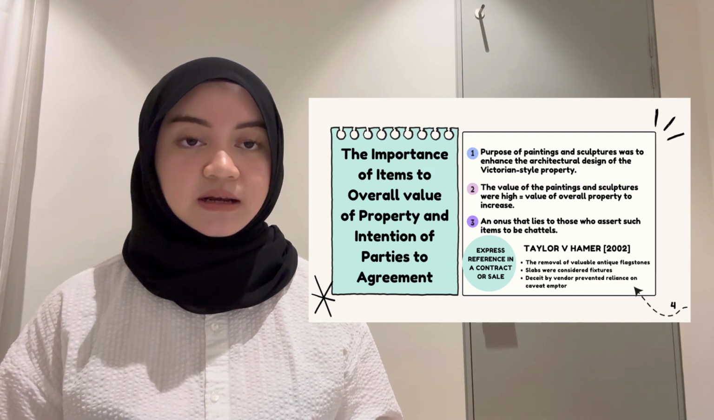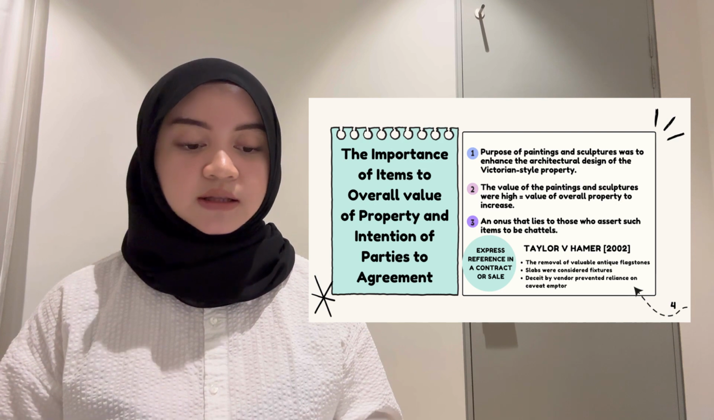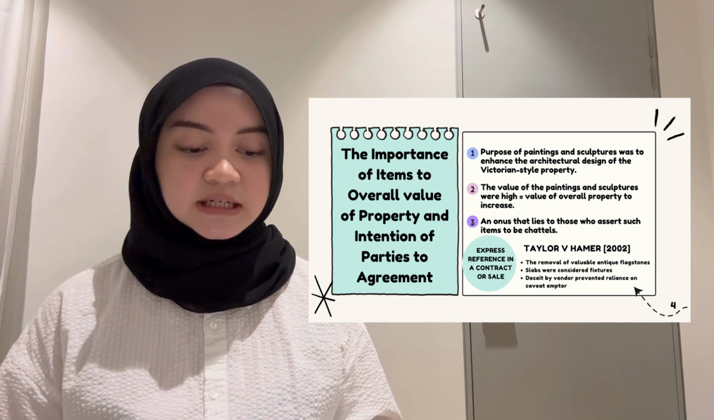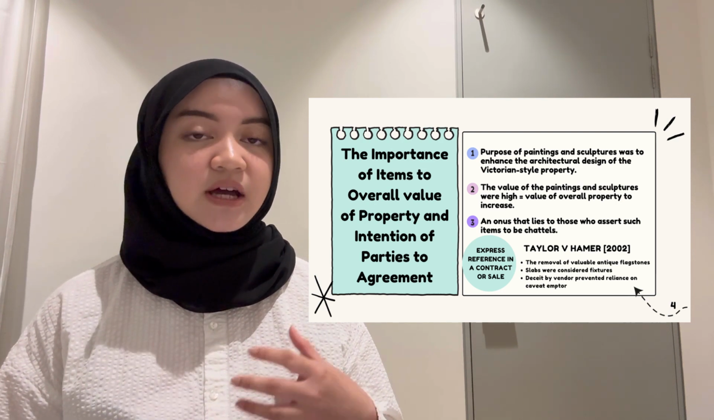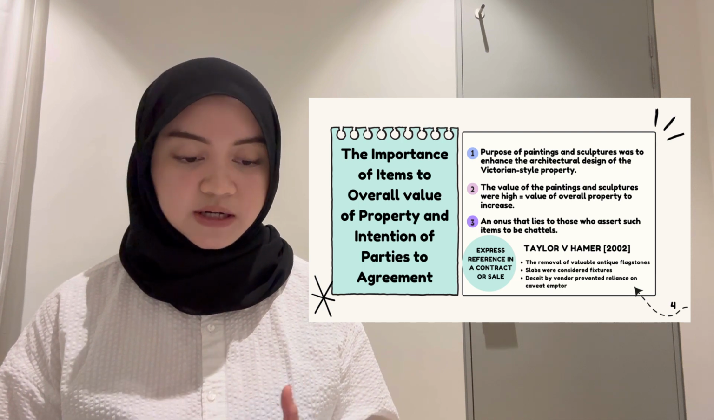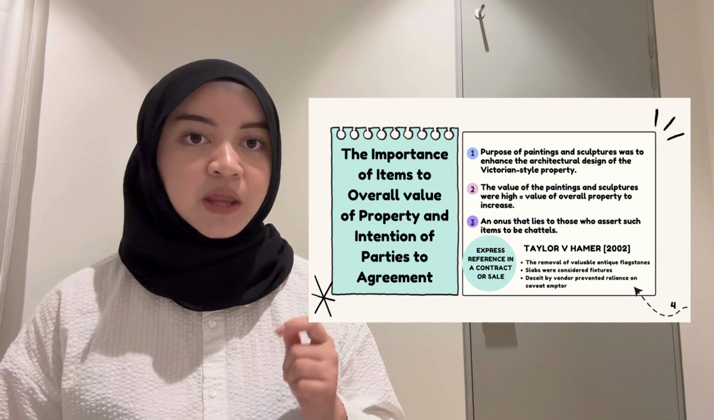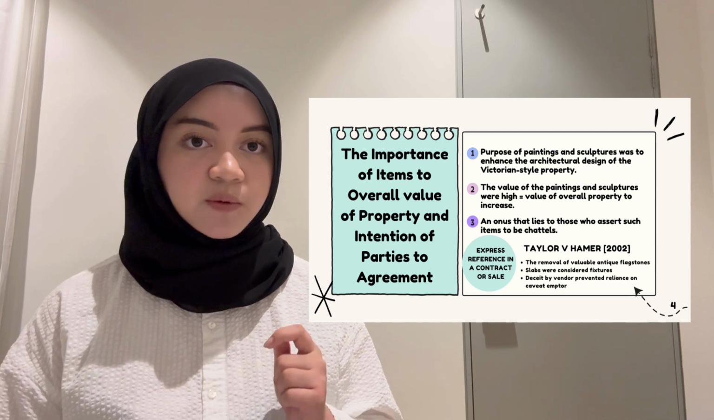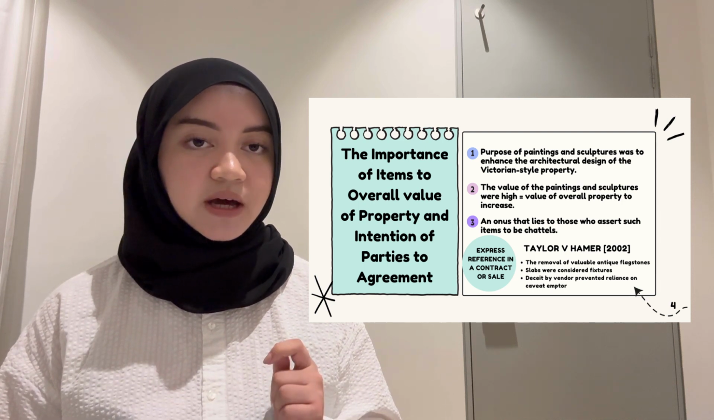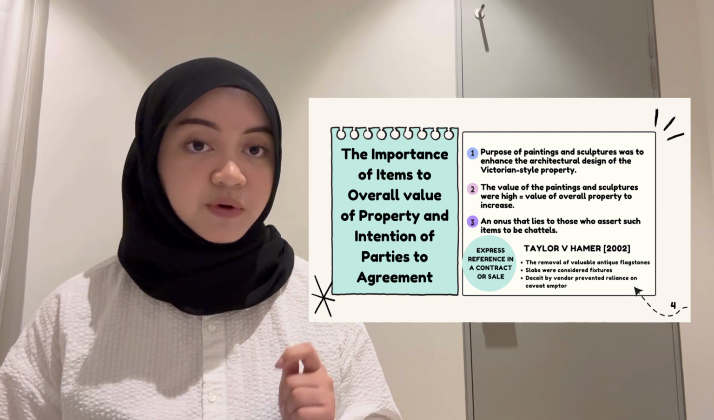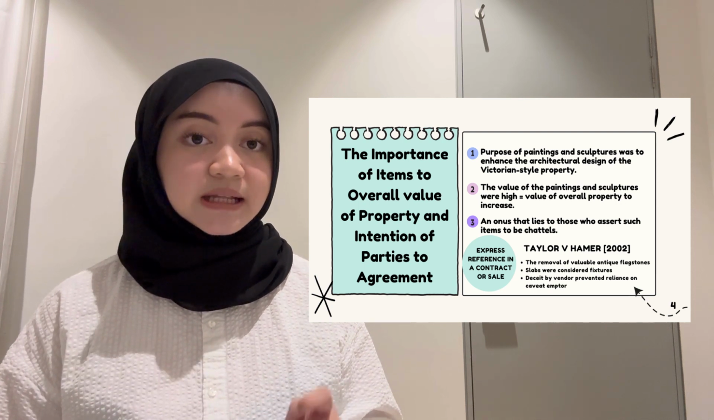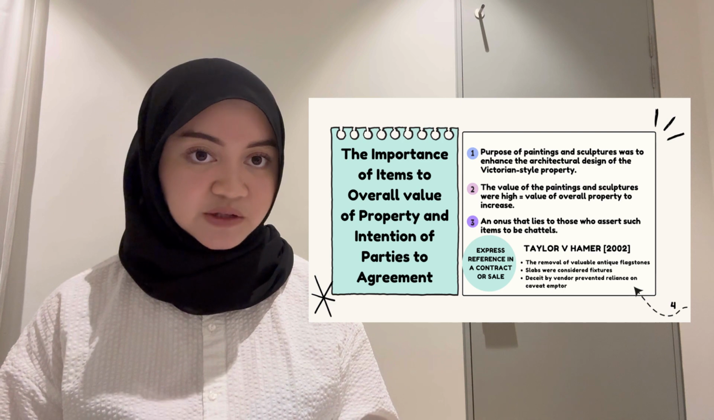Briefly, in the case of Taylor and Hammer in 2002, the plaintiff had bought property from the defendant, and during the inspection, the plaintiff had noticed numerous landscape gardens which were paved with valuable antique flagstones. When the property was purchased, the plaintiff realized that the antique flagstones were removed, and the grass was laid by the vendor's husband in hiding this removal.